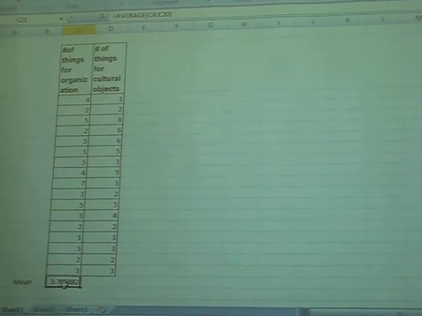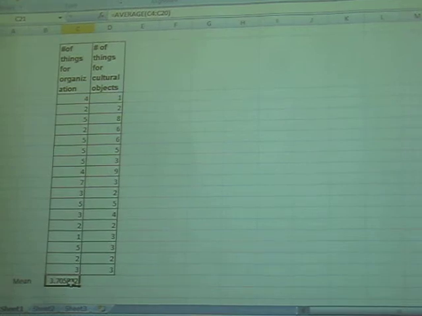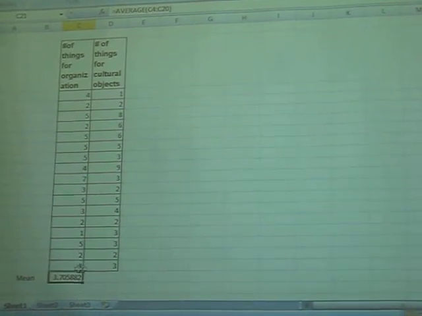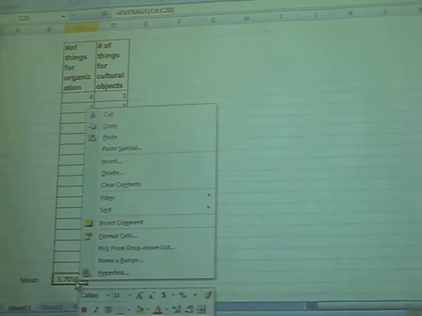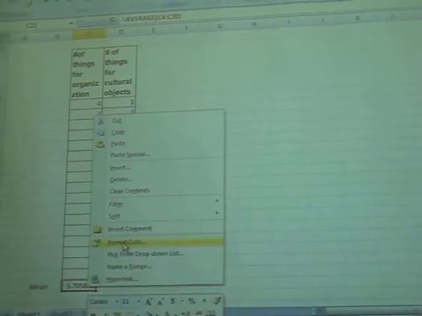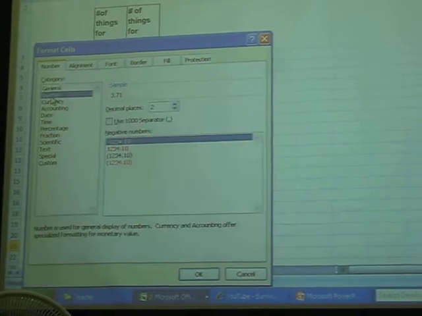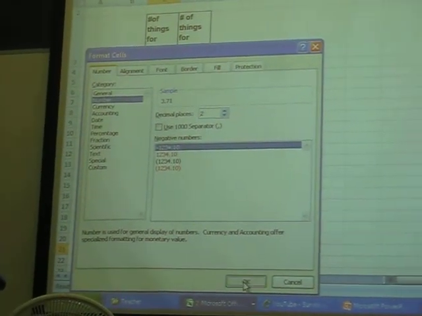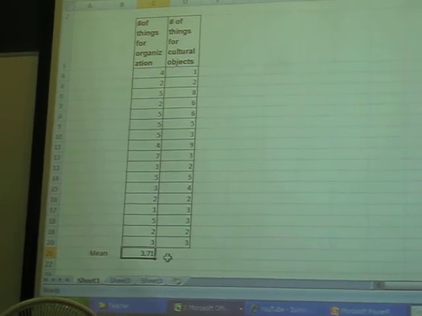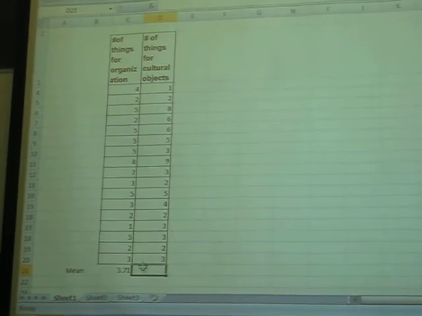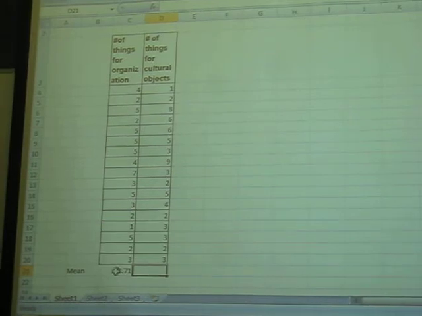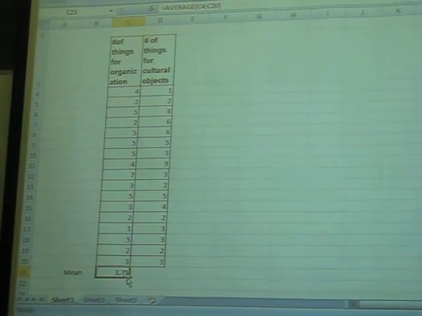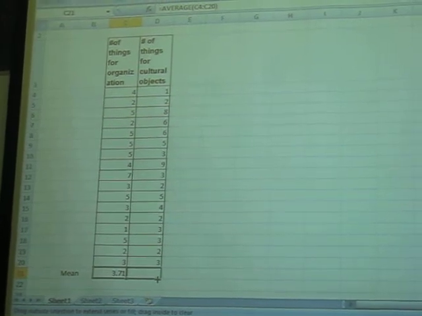But actually, this has too many decimals, right? So we prefer only 2 decimal places. You can change it. Click, and you can go to Format Cells. Click Number, and then you can set the number of decimal places. So I have 2. And then I need the average of y. Because I already have the average formula, I can copy and paste it this way.